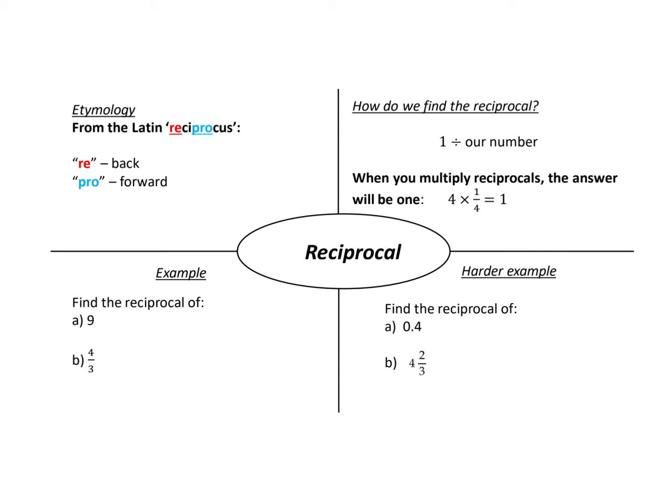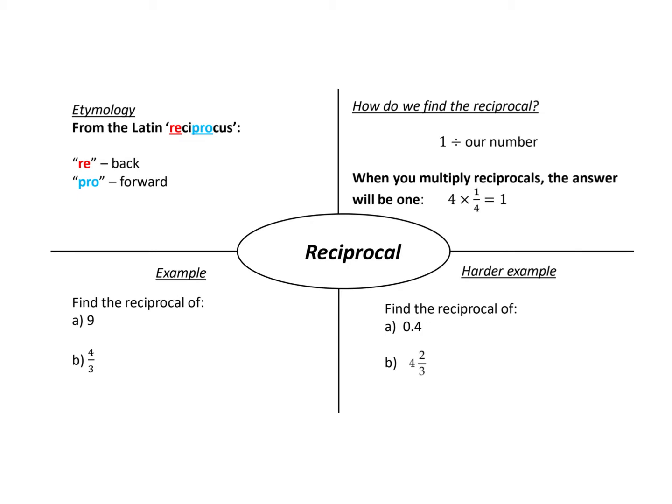If you look on the top right, it talks about how we find the reciprocal. Now, when I teach reciprocal, I teach that it is 1 divided by our number. And the other thing that's worth remembering is that when you multiply reciprocals, the answer will always be 1. If you're going to copy anything from this page, I would copy that top right section. Now you'll see what I mean.